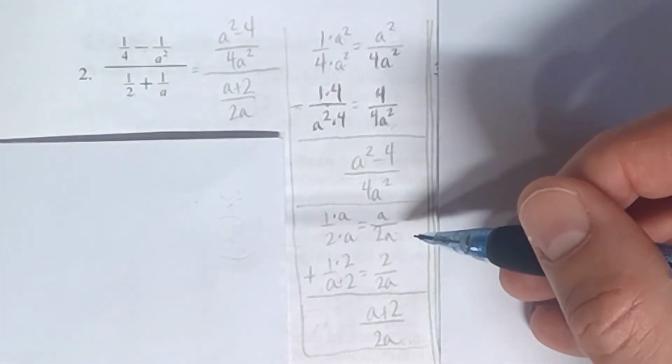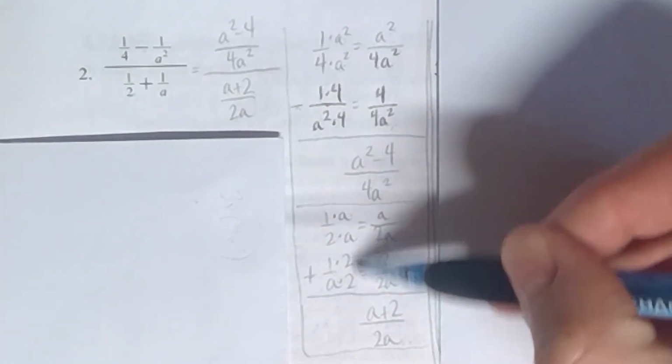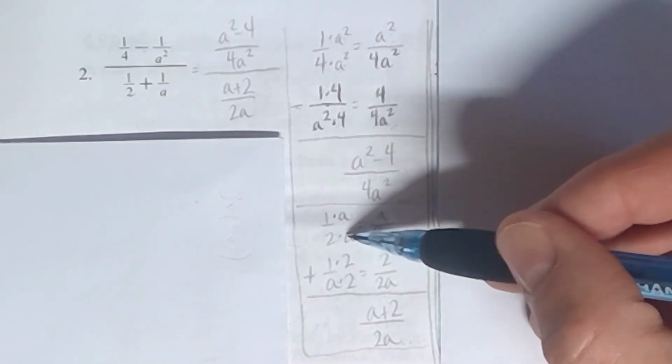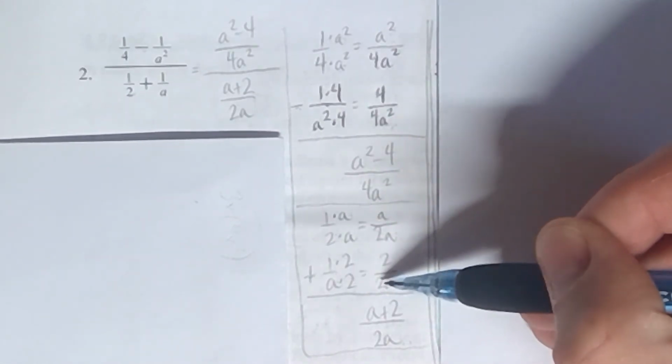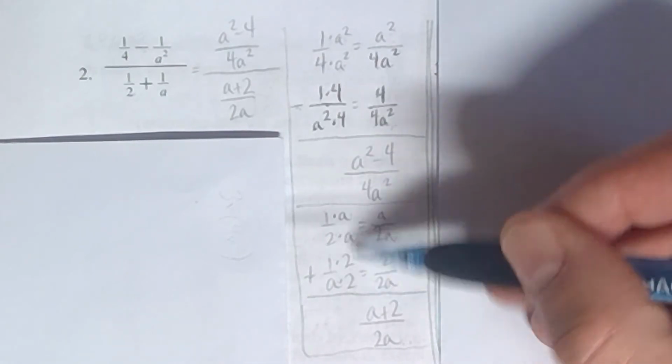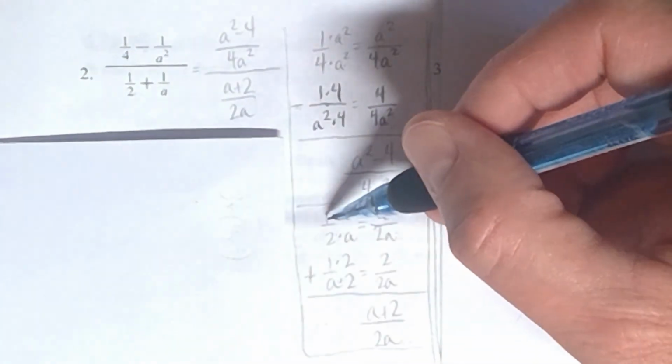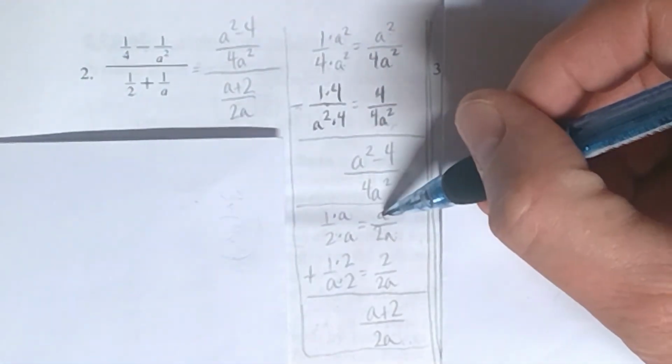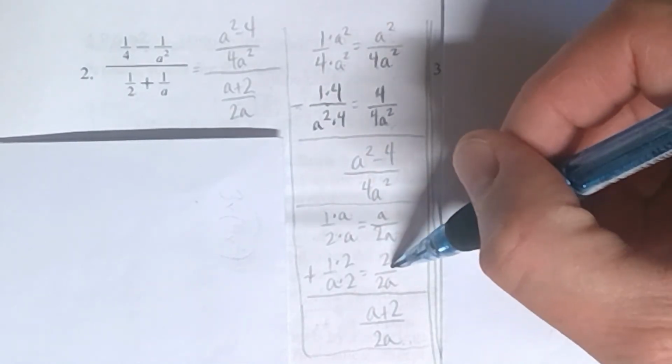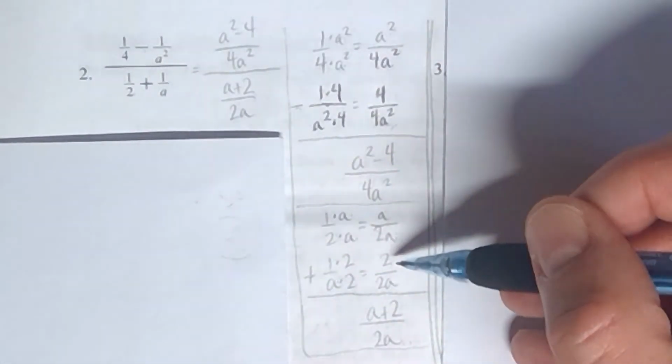Okay, so we multiply by the appropriate things here. 2 times a is 2a. A times 2 is 2a. So I know I did the right multiplications there. Multiply the top by the same things, and we get a and 2 as our numerators. A and 2. We now add those numerators together.